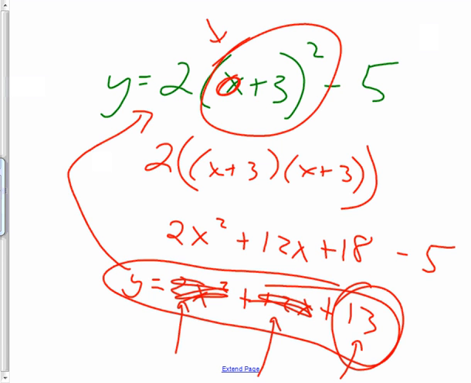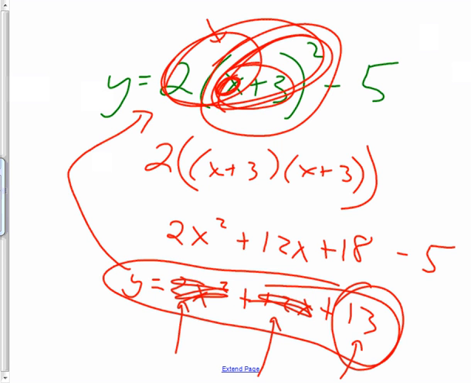So to get the y-intercept, x is 0, so I stick a 0 in here, and this will be 3. 3 squared is 9. 9 times 2 is 18. 18 minus 5 would be 13. So 13 is the y-intercept, and there it is. If I just had the other form of the equation, it would be easier to see. Okay. So there's a bunch of stuff that you needed to know.